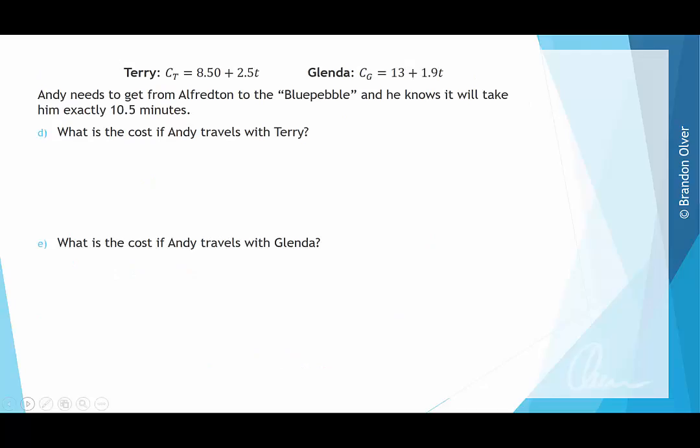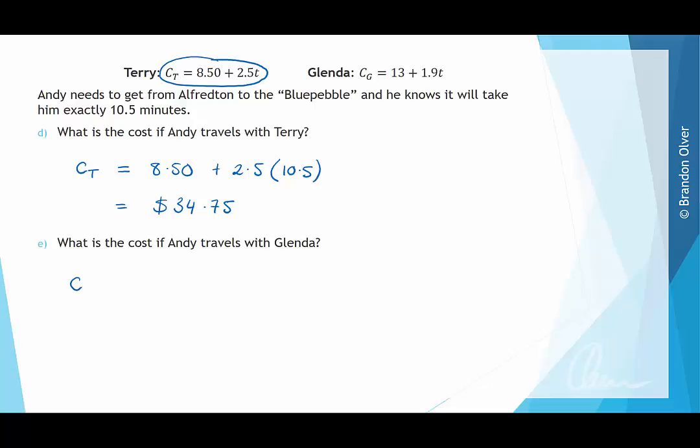Andy needs to get from Alfredton to the Blue Pebble, and he knows it will take him exactly 10.5 minutes. What is the cost if Andy travels with Terry? So here we have the cost with Terry is equal to, and we've got the equation up here, which we found on the previous slide. So it's going to be $8.50 for the call out plus 2.5 times the amount of time, which is 10.5 minutes. So $8.50 plus 2.5 times 10.5. If you put that in the calculator, you find that is equal to $34.75.